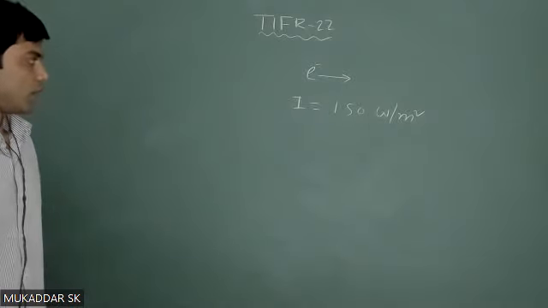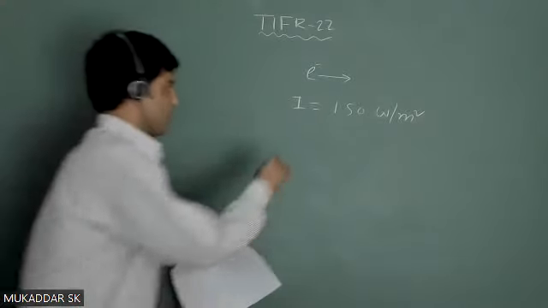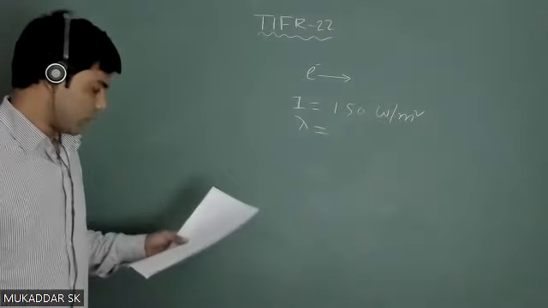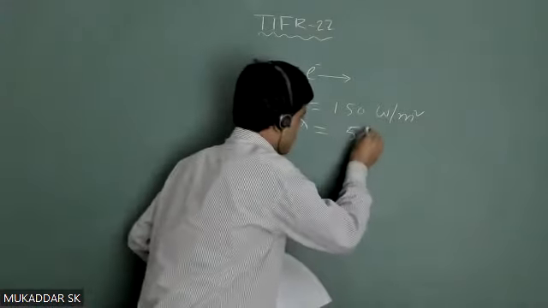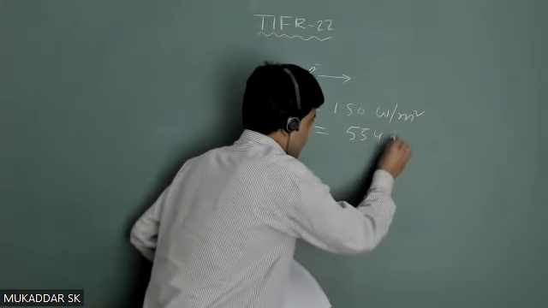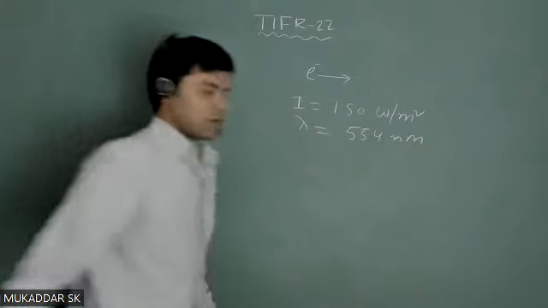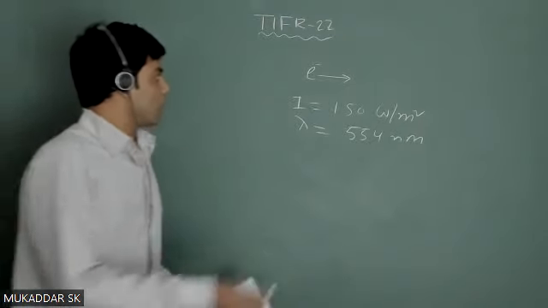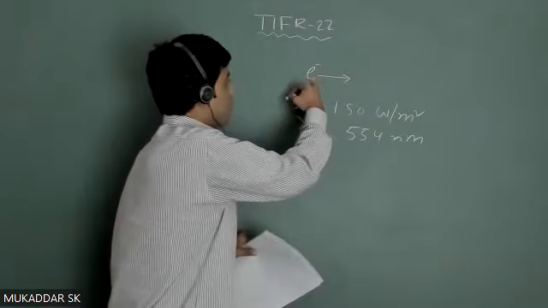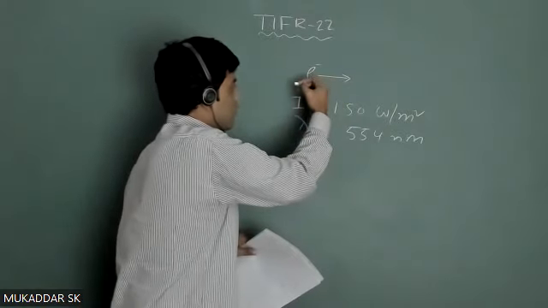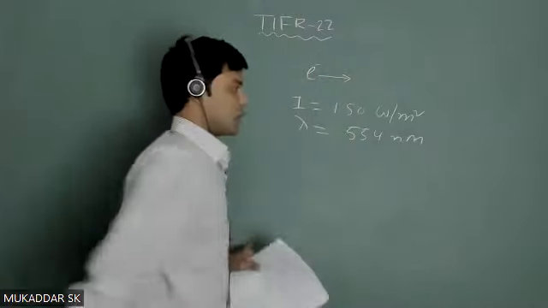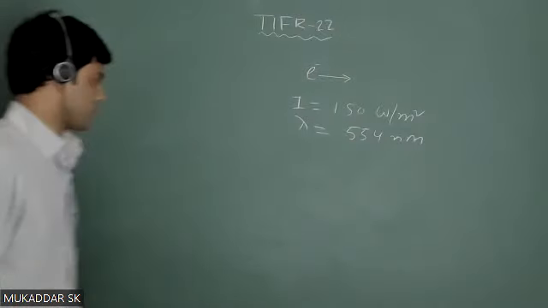Also, they have provided the wavelength of the laser light, lambda, which is given as 554 nanometer. Then they ask, we have to calculate the amplitude of oscillation of this electron as well as its speed during oscillation. Okay, let us solve.